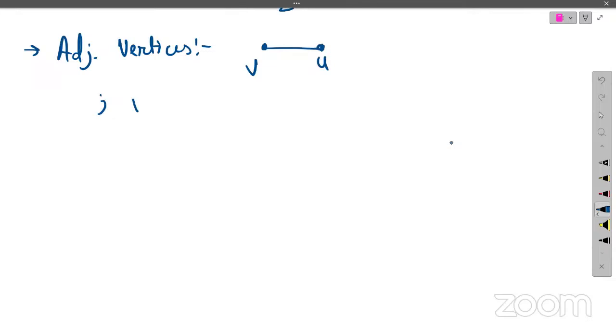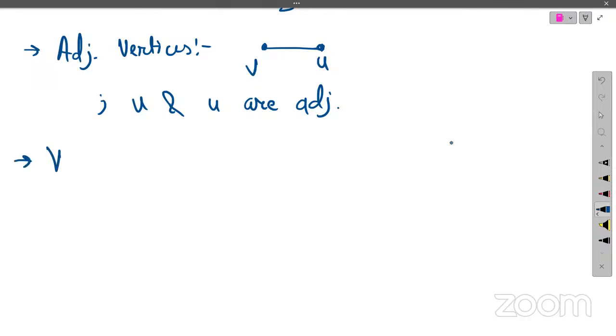Now, there is one concept. What are adjacent vertices? Adjacent vertices means if there is an edge from a vertex to another vertex, then we say that these two vertices are adjacent. Adjacent means a neighbor. Suppose there is an edge from vertex V to vertex U, then we say V and U are adjacent. If they are directly connected by an edge, we say these two vertices are adjacent vertices.